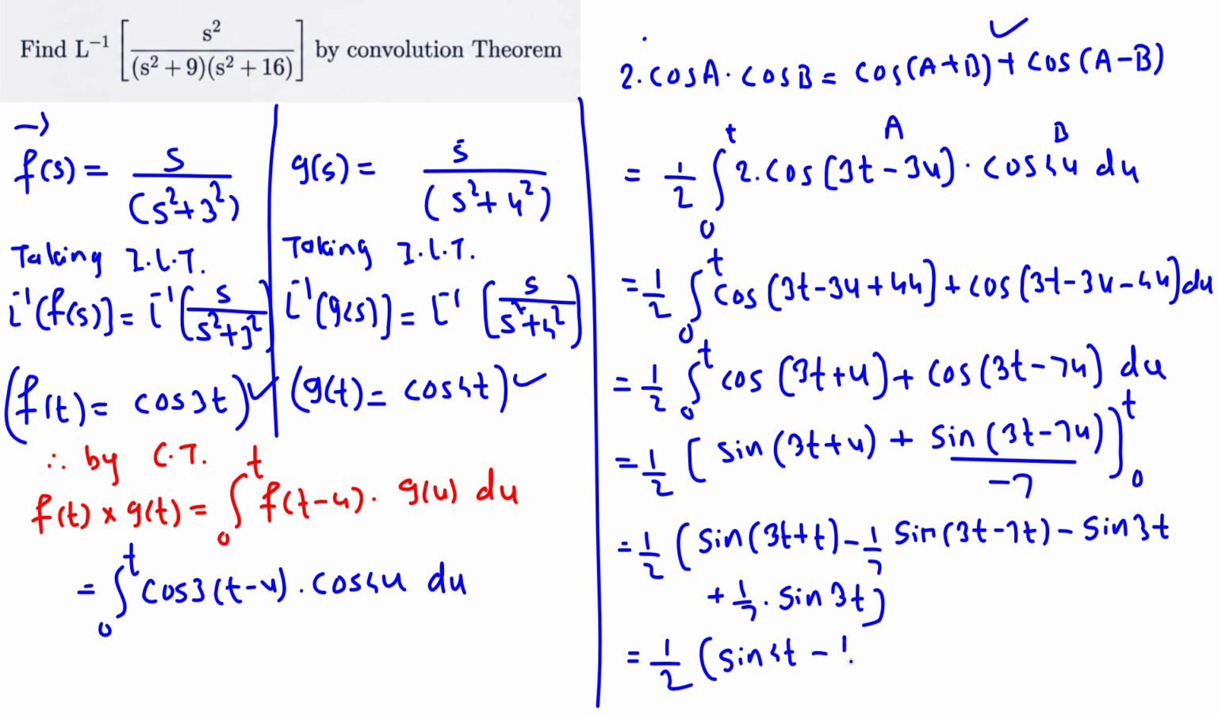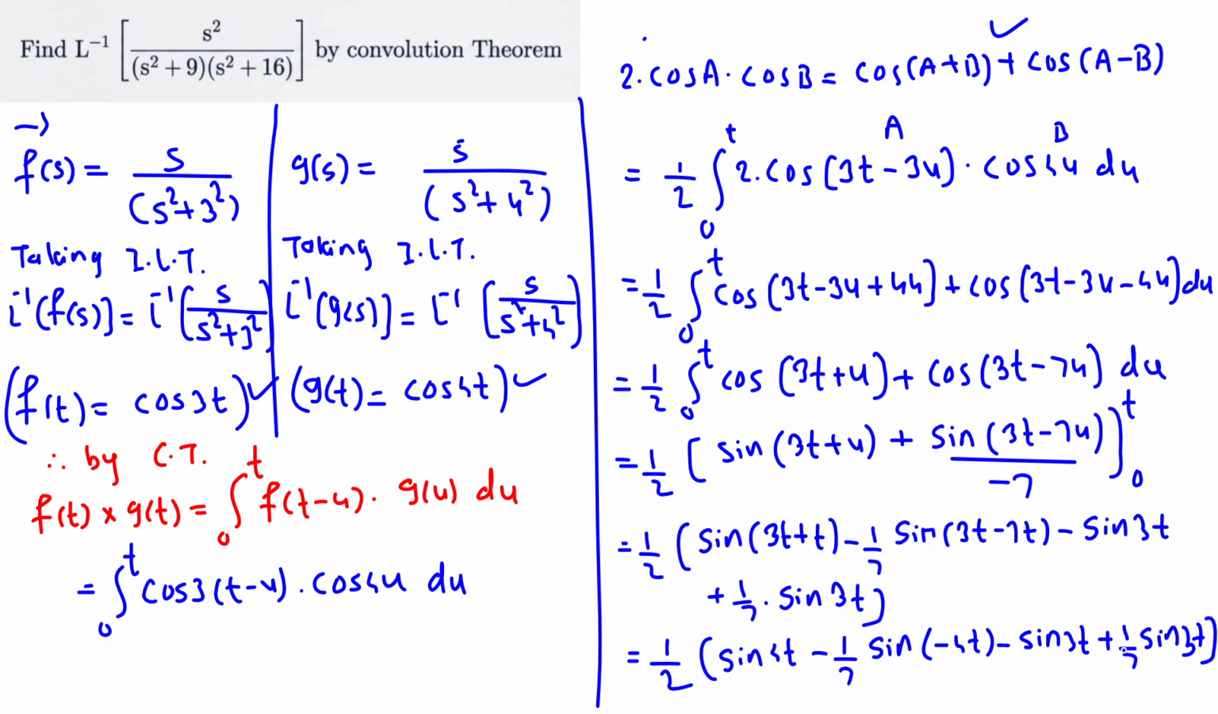Okay, so your final answer will be 1 by 2 in bracket, sine(3t plus t) will be sine 4t, minus 1 by 7 sine(3t minus 7t) will be sine of minus 4t, and minus sine 3t, keep it as it is, and plus 1 by 7 sine 3t. Okay, this will be your final answer.